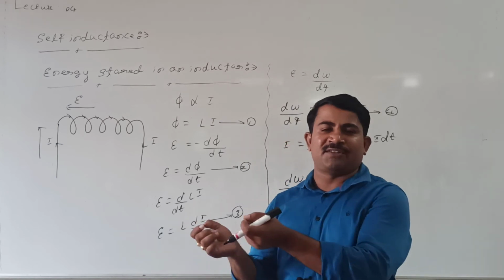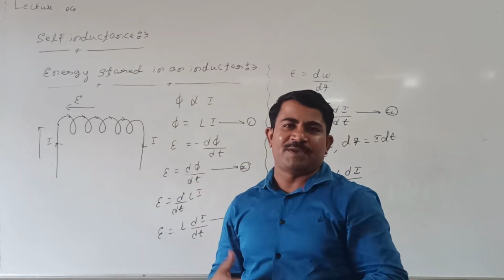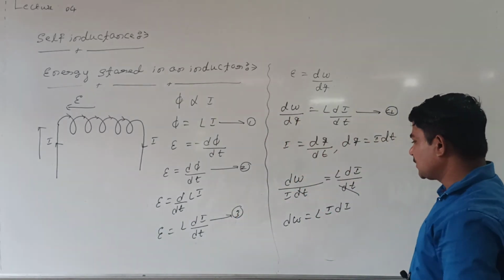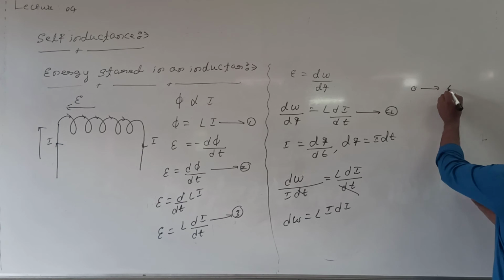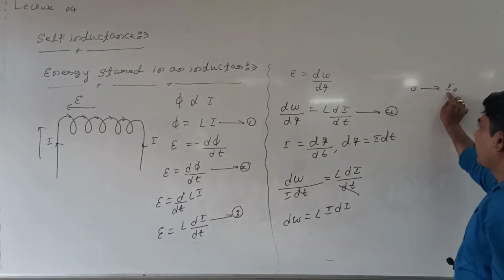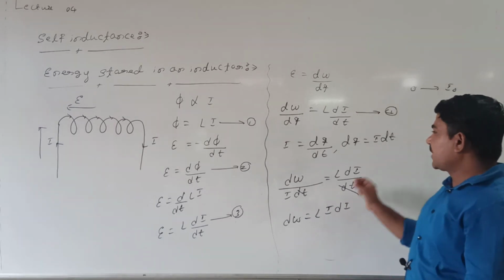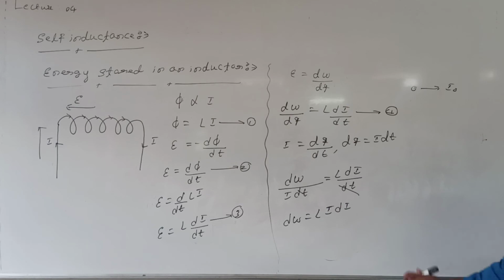But the current changes from 0 to some ampere. Let us take the current changes from 0 to 2 ampere, 0 to 4 ampere, 0 to 5 ampere. See here how the current changes now. The current changes from 0 to I naught ampere. Remember, 0 to 2 ampere, 0 to 3 ampere, 0 to 4 ampere, like this the current changes. Wherever current changes in this ratio, we will take integration.